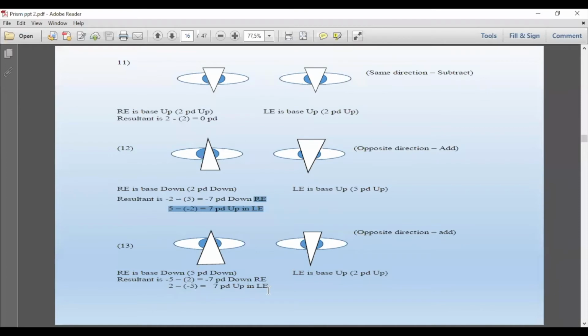I'm just looking over here. This is 5 down there, and I've got 2 up. So your resultant there is minus 5 plus 2, which is going to be minus 7. That's going to be down in the right, or alternatively 7 up in the left. So there we are. It's always good just to follow your signs. If they're in opposite directions for the vertical, you are going to add them.